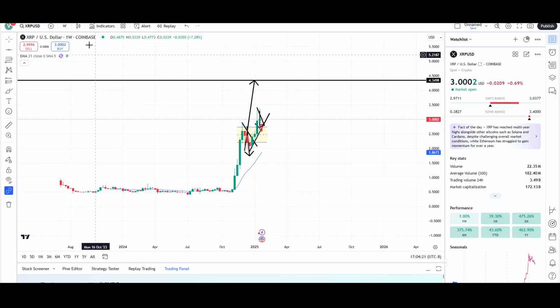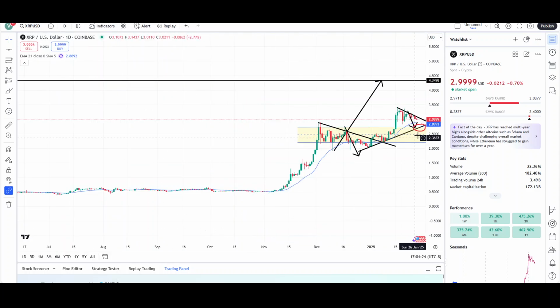So all that for XRP against the US dollar on daily and weekly charts. Most likely, I'll give you guys an update sometime in the near future.